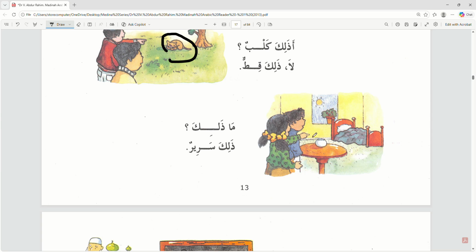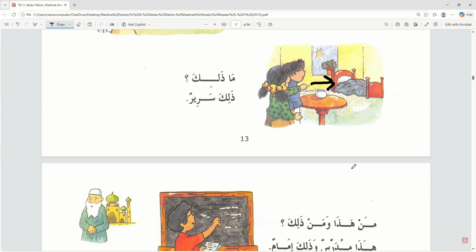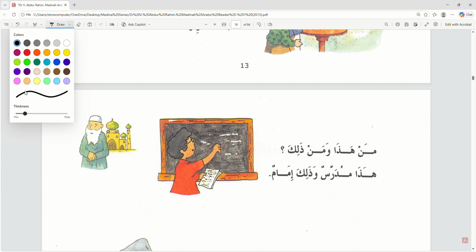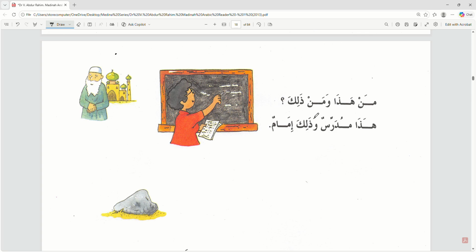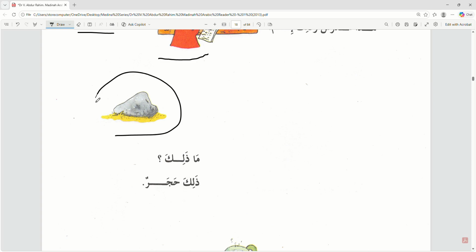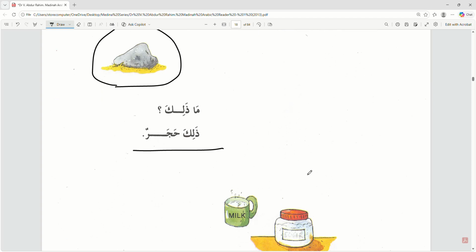ما ذلك, pointing. ذلك سرير. That is a bed. Let's continue. من هذا ومن ذلك. Who is this and who is that? هذا مدرس. This is a teacher. مدرس, teacher. وذلك إمام. And that is an imam. Imam is the one that leads the prayer. Mudarris is teacher, one that teaches dars, durus, lessons. Mudarrisun, a teacher. ما ذلك? ذلك حجر. That is a rock.